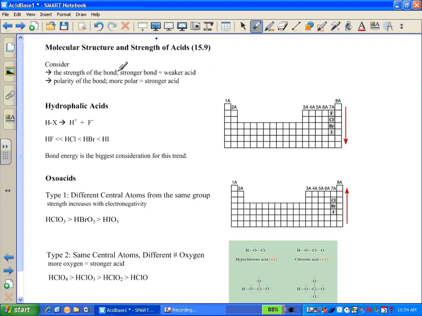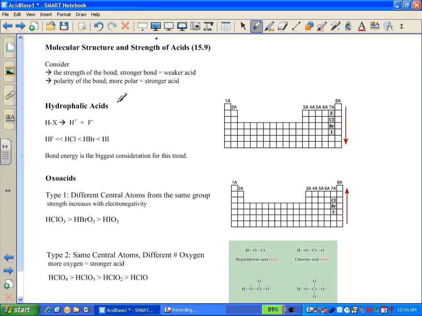You need to look at the strength of the bond that needs to be broken. The stronger the bond, the weaker the acid will be, because the bond needs to break in order for the proton to be donated. The other thing to consider is the polarity of the bond that needs to be broken. So the more polar a bond is, the stronger the acid. The reason for that is, as you'll see in the case of having oxygen present, the oxygen is drawing the electron density away, allowing for the hydrogen to be donated more easily.